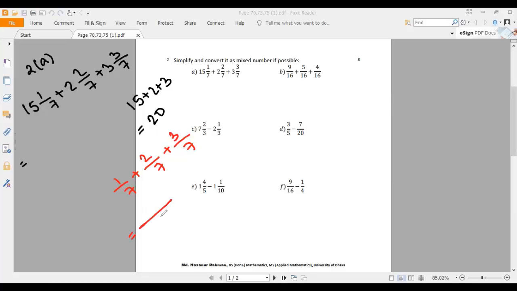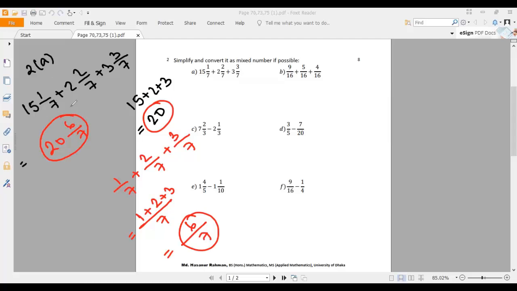Look, we will get 7 as the denominator. Why? Because every fraction is a like fraction. So here we'll take only the denominator 7. Then we'll add the numerators 1 plus 2 plus 3. What is 1 plus 2 plus 3? That will be 6. 6 by 7. Okay. So as the answer we'll just add these two numbers. 20 whole 6 by 7 will be the final answer of 2A.